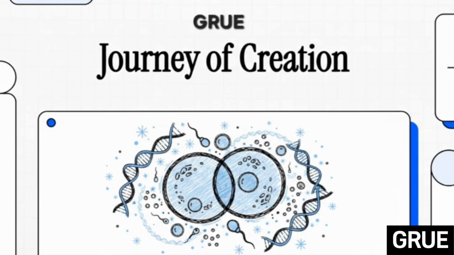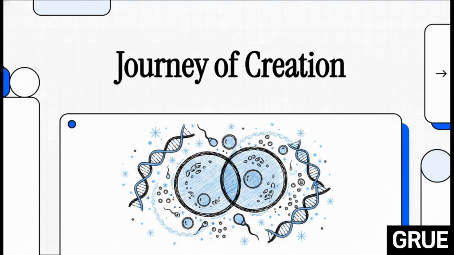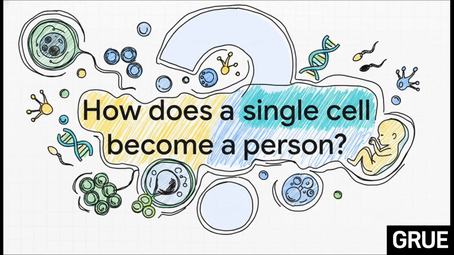Today, we are diving into one of the most incredible stories science has to tell. We're talking about the journey of how human life actually begins. It's this amazingly complex, perfectly timed process that all starts from just one single cell. I mean, really think about that for a second. Every single one of us, you, me, everyone, we all started out as a tiny microscopic cell.